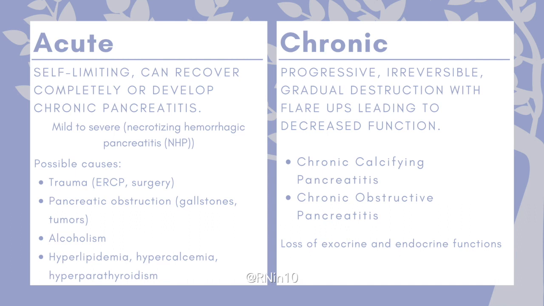The pancreas ends up becoming very hard and unable to function. Chronic obstructive pancreatitis develops when the sphincter of Oddi is inflamed or obstructed, usually due to gallstones. Like acute pancreatitis, you have backwards flow of the pancreatic enzymes and autodigestion.